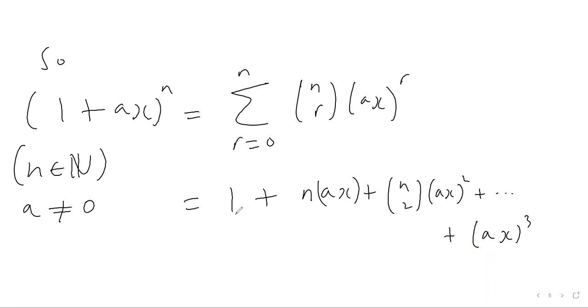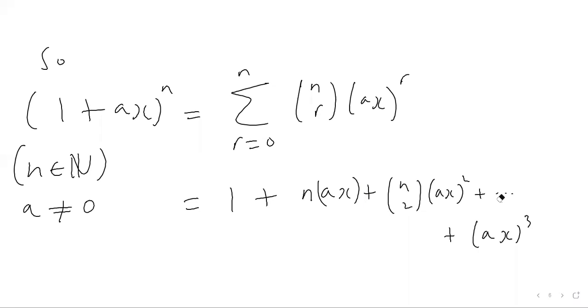So again, your first term is going to be 1 because n choose 0 is 1. ax to the power of 0 is 1. 1 times 1 gives you 1. Your next term is going to be n times this ax in there. Your next term is going to be n choose 2 times the ax in there all squared. And then it's going to be n choose 3.